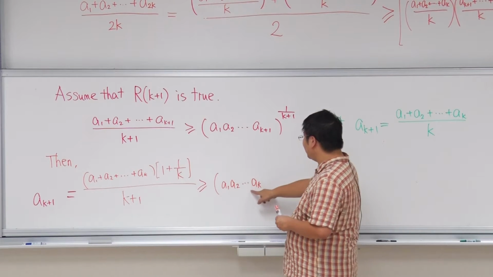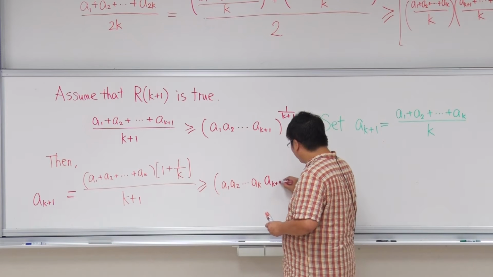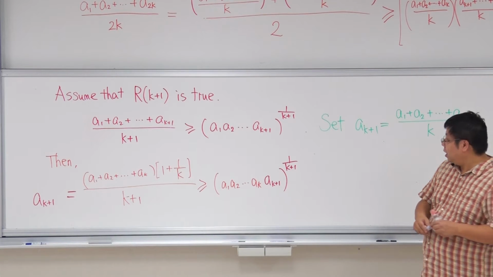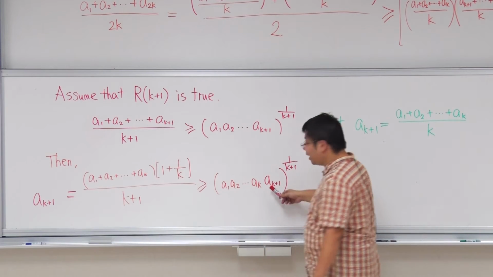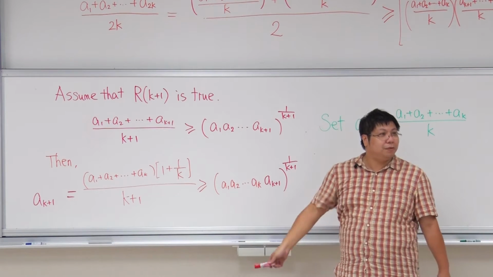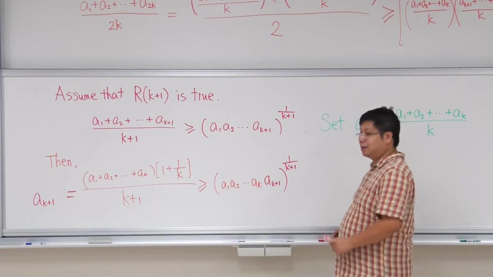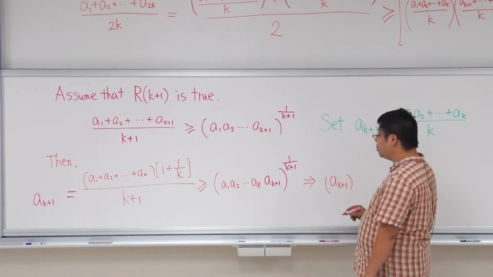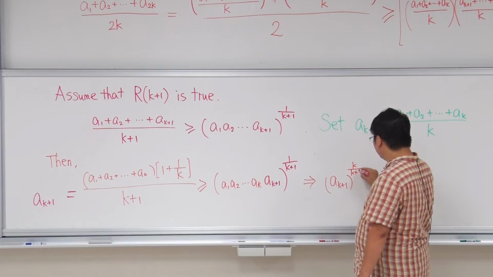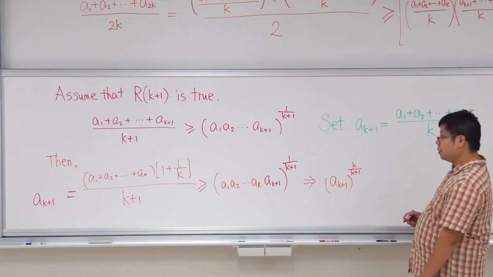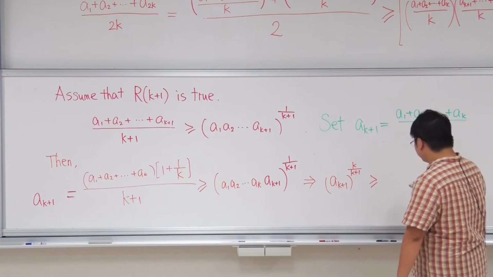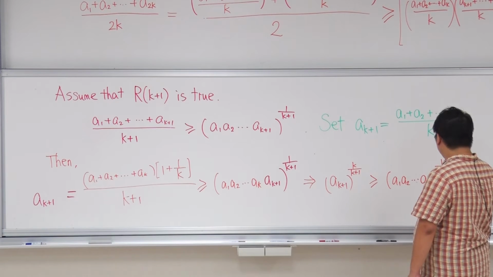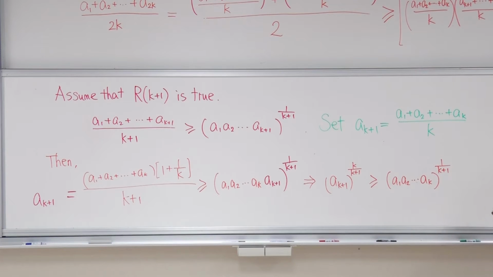So this is going to be A1, A2, up to AK times A_{k+1} to the power 1 over k plus 1. Is that okay? You have AK here. You have AK here. You can cancel, divide both sides by this part. So what do we have? We will have A_{k+1}, this number, to the power K over K plus 1. Is that okay? It's greater than or equal to A1, A2, up to AK, to the power 1 over K plus 1. Does that make sense?